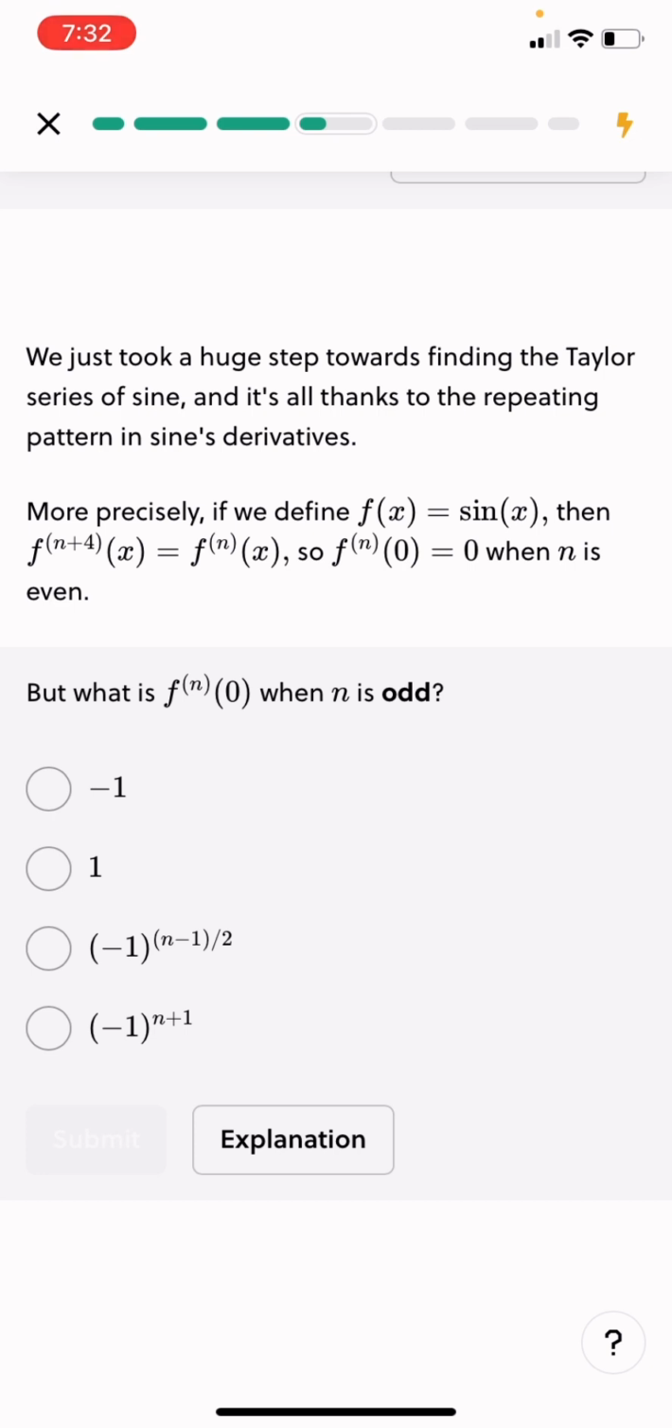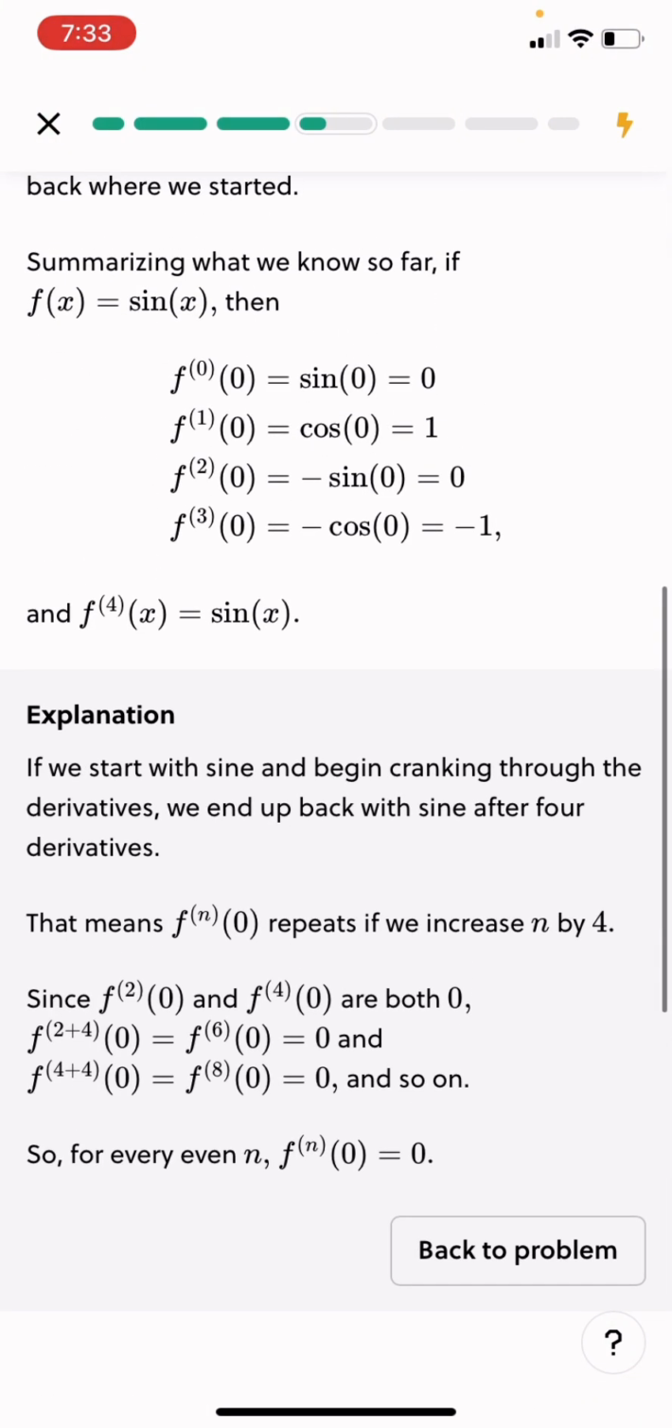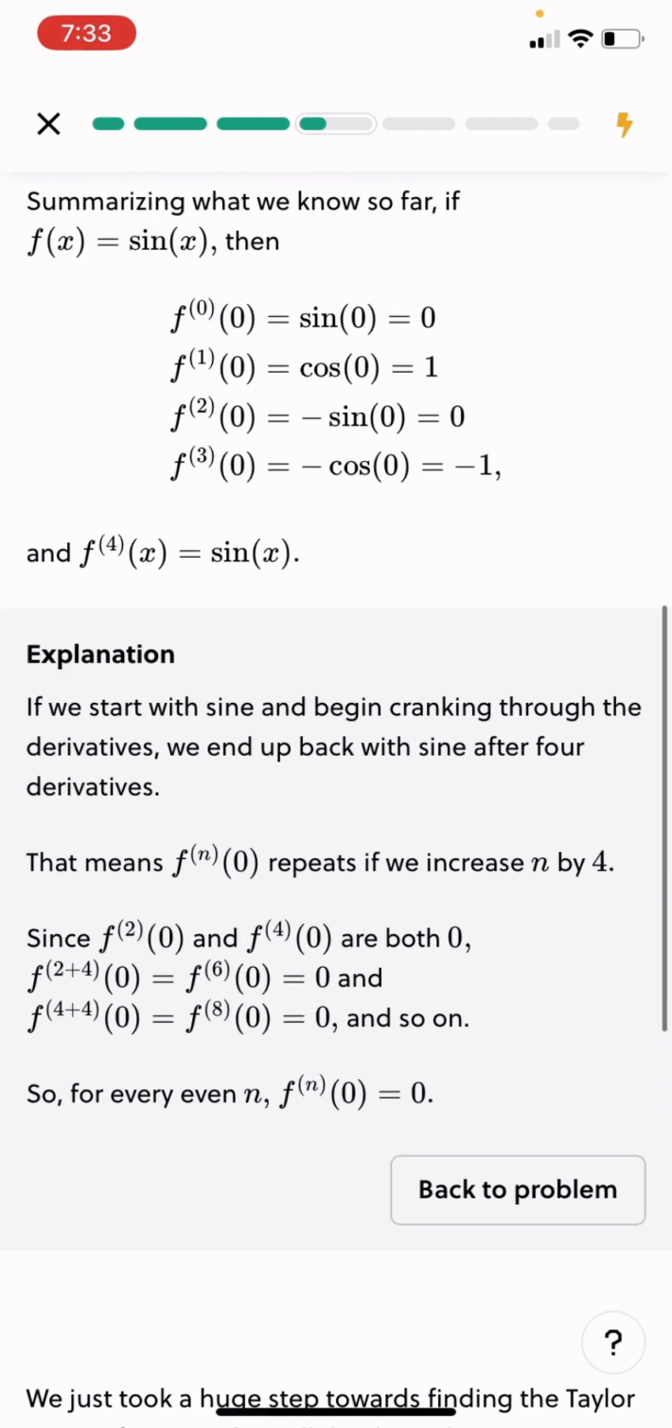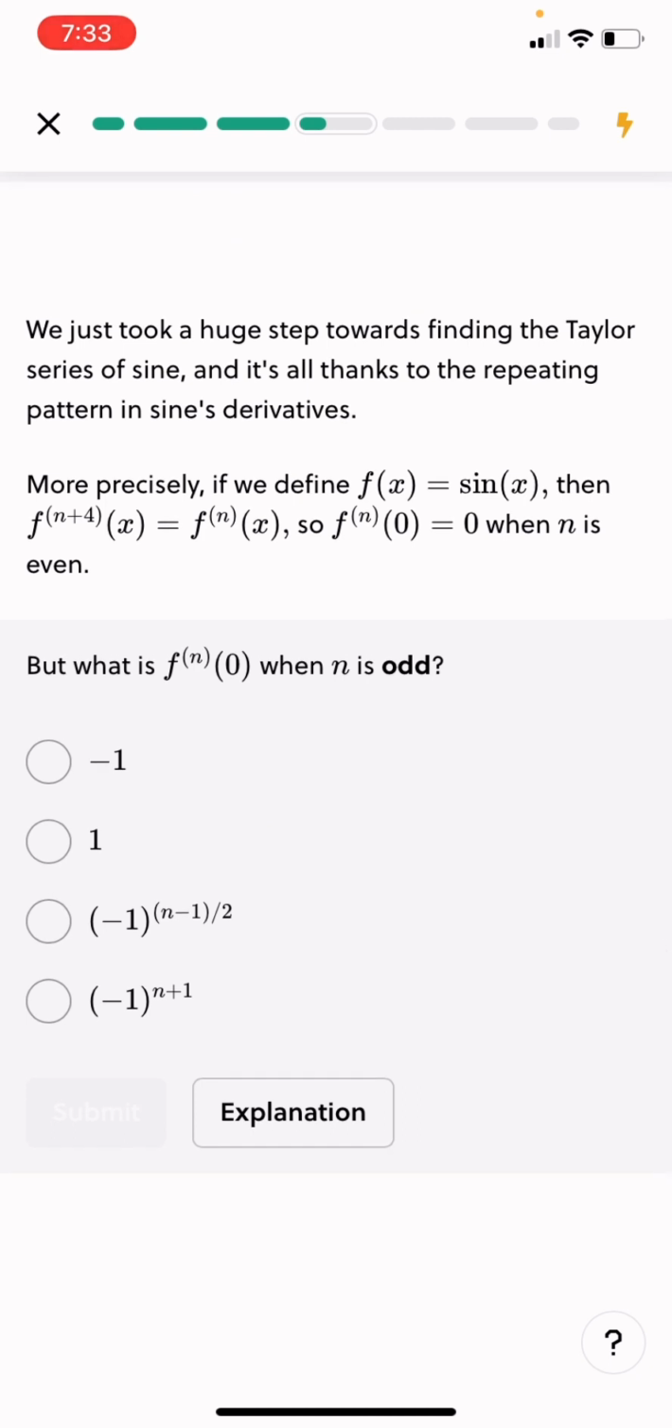We just took a huge step towards finding the Taylor series of sine, and it's all thanks to the repeating patterns in sine's derivatives. More precisely, if we define f(x) equals sin x, then f^(n+4)(x) equals f^n(x), so f^n(0) equals 0 where n is even. But what if n is odd? So I believe it would be 1 or -1. We can see that here, but it seems like it's changing. So you see it goes from 1 to -1. So it has to be one of those.